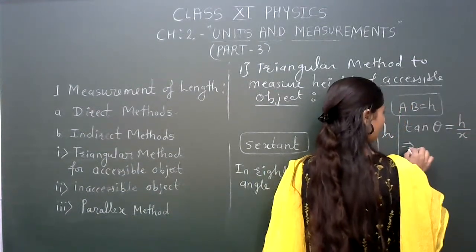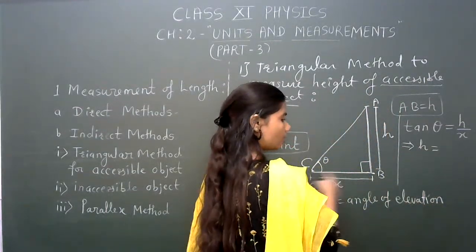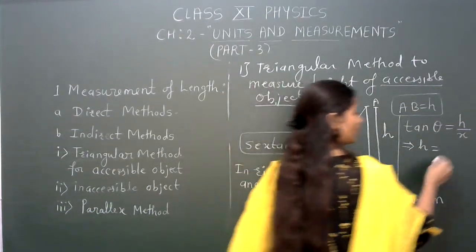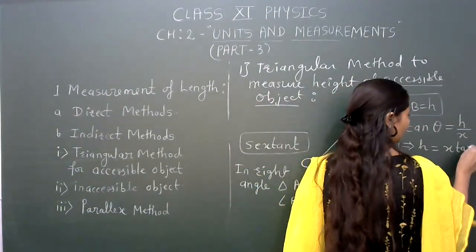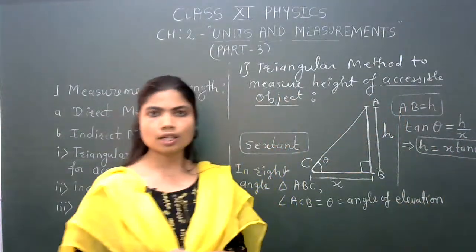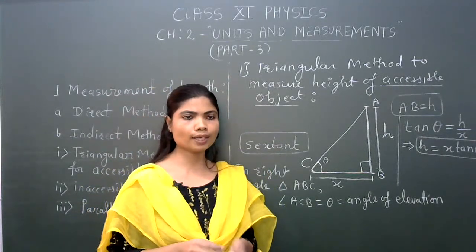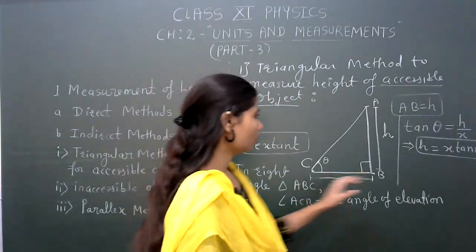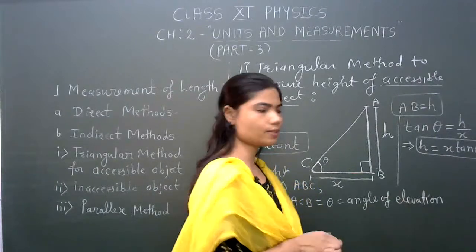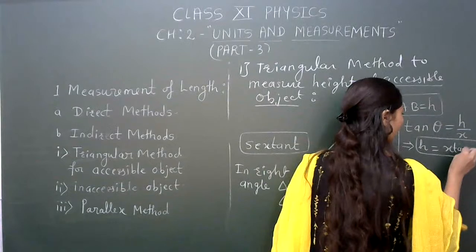And if you are aware of the distance between B and C, the distance between the bottom of the tower and the observation point C, then you can find the height of the object. Have you got this? With the help of this, are you able to see this? Tan of theta. It is tan of theta.